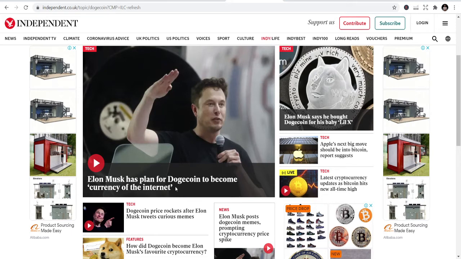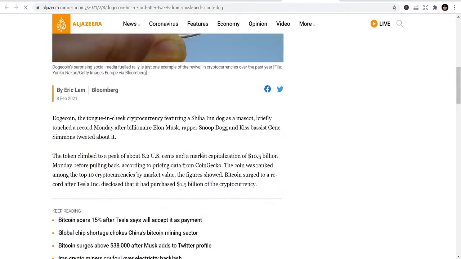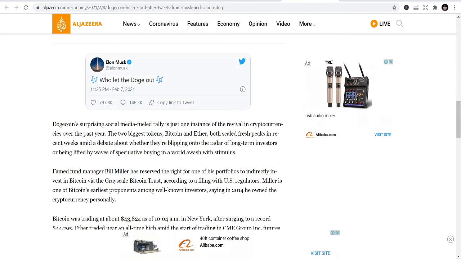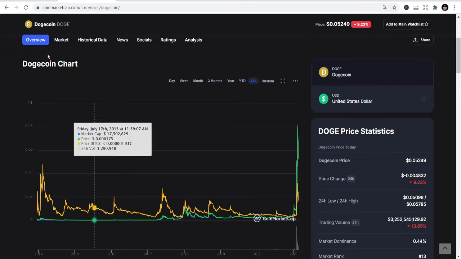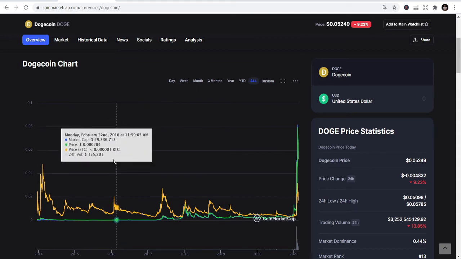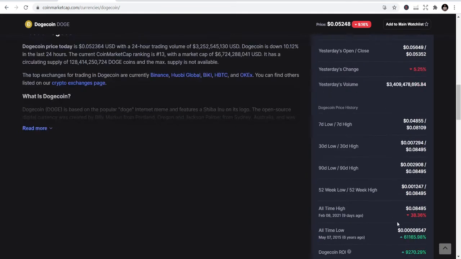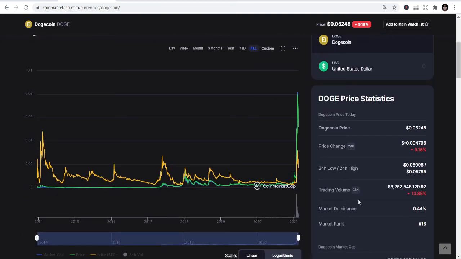And even the day he tweeted this, there's a tweet, okay, who let the Doge out? On 7 February, he tweeted this, who let the Doge out? And the size of Dogecoin quadrupled, right? And it added over $10 billion to its market cap, moving it from ranking 31 on CoinMarketCap to 10. And now it's back to 12, 13 rather. So you can see that based on all this analysis, I believe that by December 2021, Dogecoin is likely to get to $1.